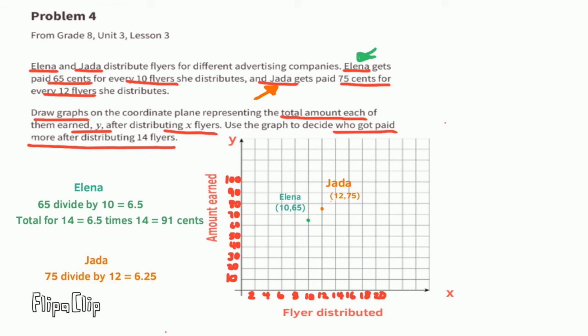Jada gets paid 75 cents for delivering 12 flyers. 75 divided by 12 equals 6.25. And 6.25 cents times 14 flyers equals 87.5 cents. Jada gets paid 87.5 cents for delivering 14 flyers. Since 91 cents is greater than 87.5 cents, Elena gets paid more for delivering 14 flyers.